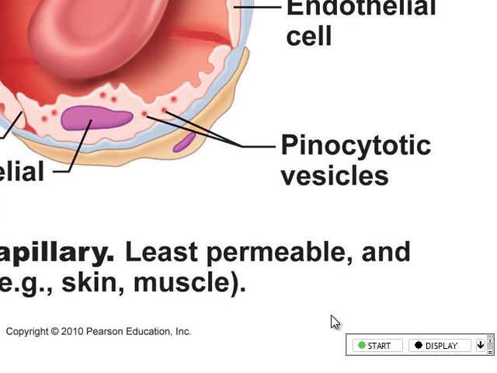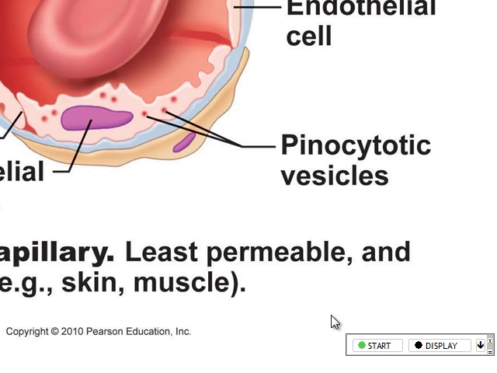Someone got it! Endo and exocytosis. A cell can suck something in and then spit it out on the other end, right? But that's going to be very selective, isn't it? It's going to take me some time to do that. So continuous capillaries are the least permeable of the capillaries.